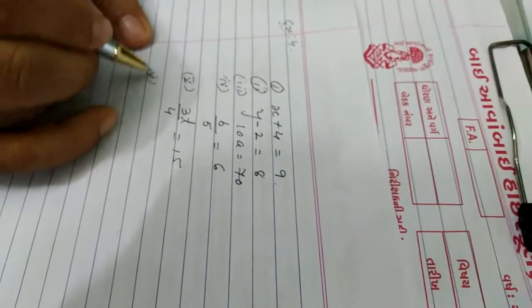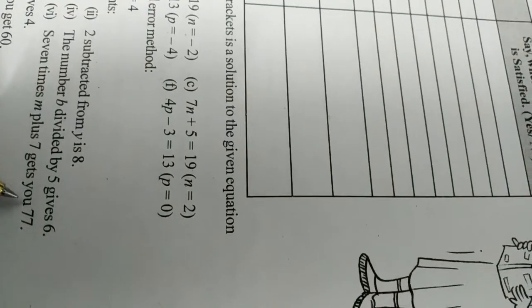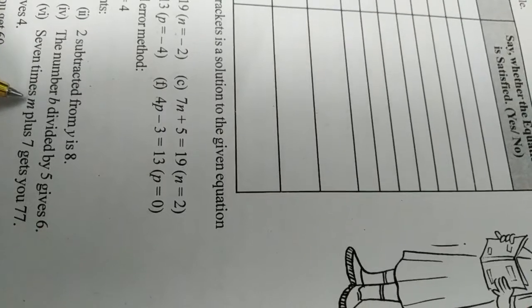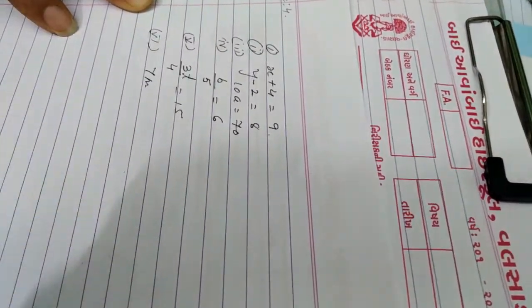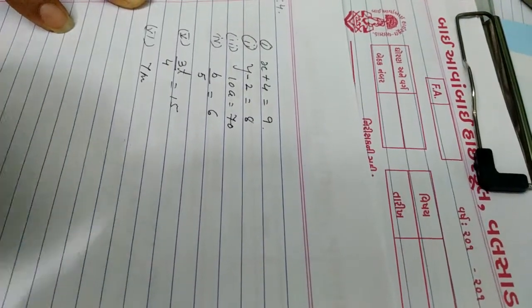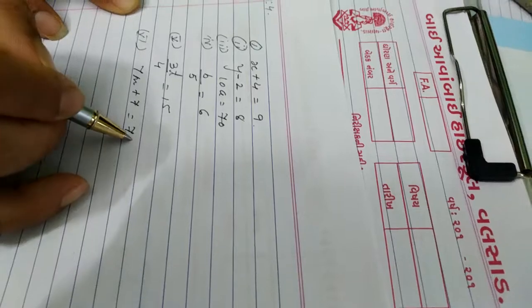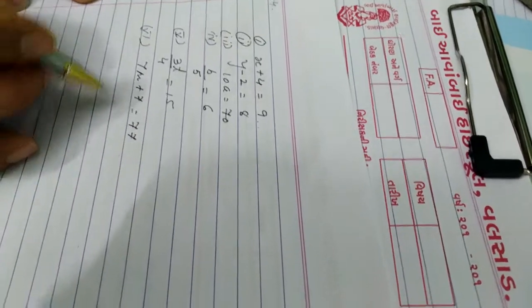Now 6. 7 times m plus 7 gives you 77. How many times m? 7 times m. So what? 7m. 7 times m plus 7. So plus 7 gives you 77. So 7m plus 7 is equal to 77.